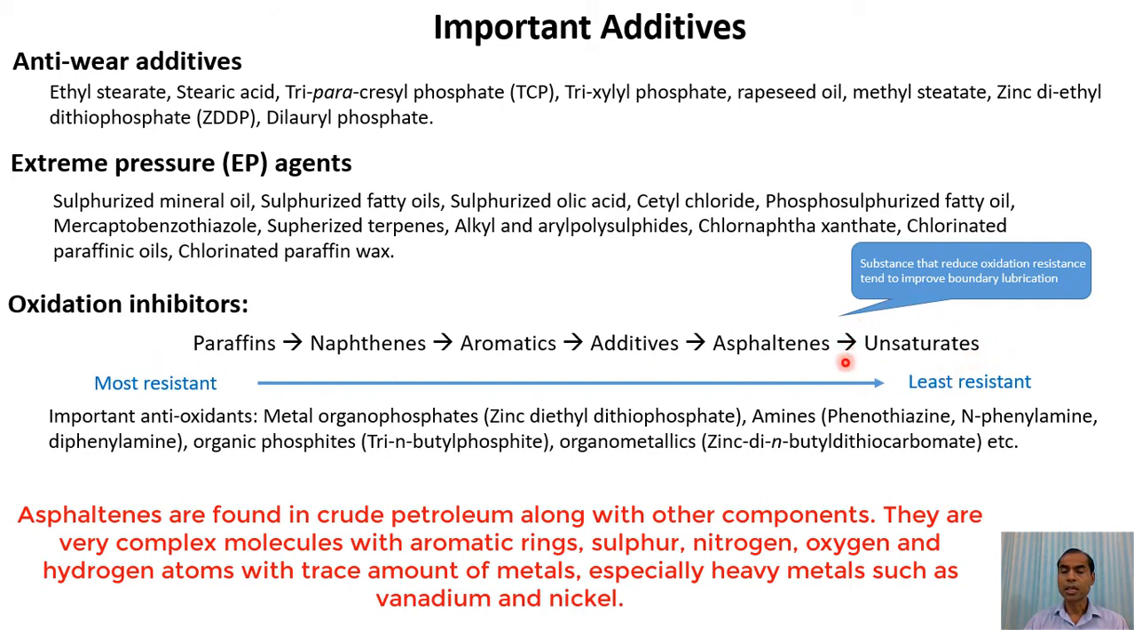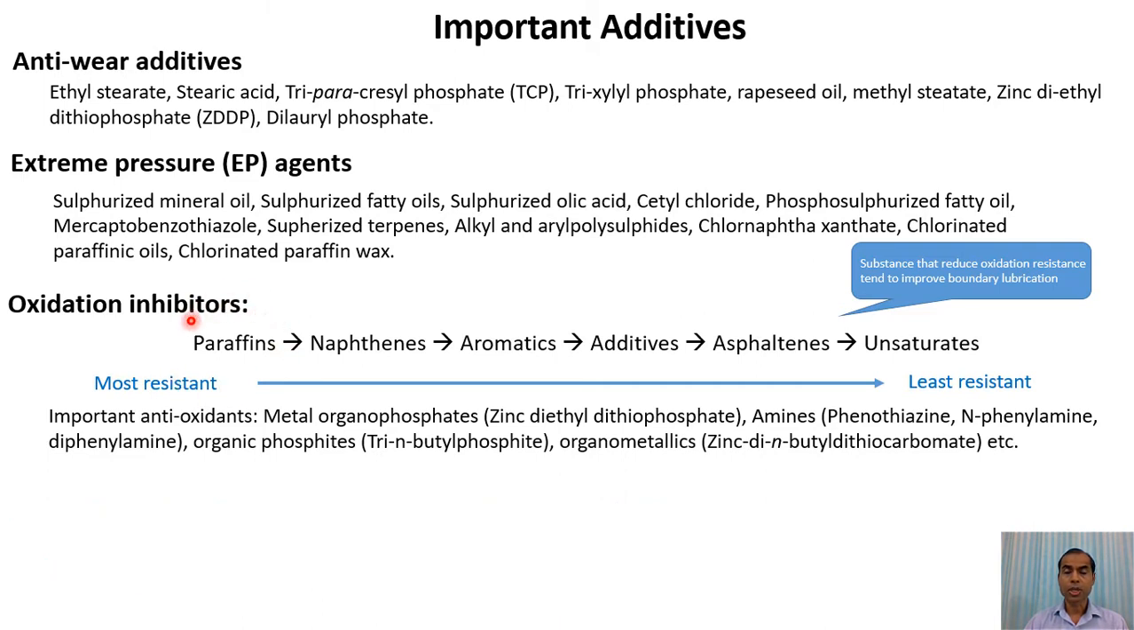That means they can oxidize very easily, whereas paraffins are the most resistant. So this is the reason why in oils we prefer to have more paraffin molecules, so that the oil can resist oxidation. However, there is one issue. The substances that reduce oxidation resistance tend to improve boundary lubrication. That means these substances which reduce oxidation resistance actually help in boundary lubrication.